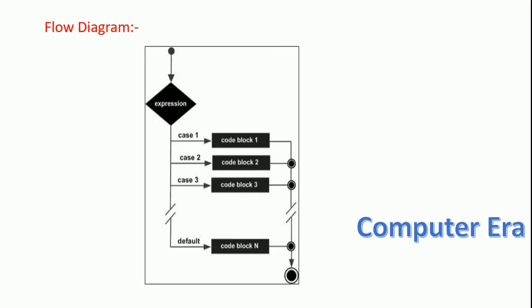Now if you look at the flow diagram of a switch statement, it is like this: expression and then value. Accordingly that code block will be executed. If case 1 is true, then it will be executed. If case 2 is true, this will be executed. If case 3 is there, then it will be executed. So let's see the programming concept of this.